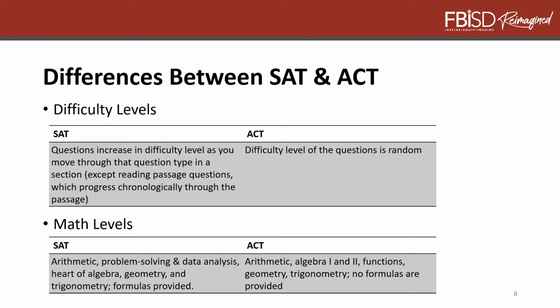Difficulty levels. On the SAT, questions increase in difficulty level as the student moves through that question type in a section, except in the reading passage questions, which progress chronologically through the passage. On the ACT, the difficulty level of the questions is random throughout that section.